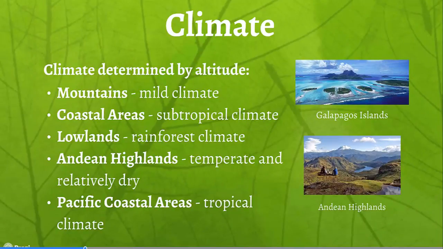In Ecuador, the climate is determined by altitude. In the mountain regions, the climate is mild. In coastal areas, the climate is subtropical, while the lowland region climate is rainforest. The Andean highlands climate is temperate and relatively dry, but the Pacific coastal areas have a tropical climate.